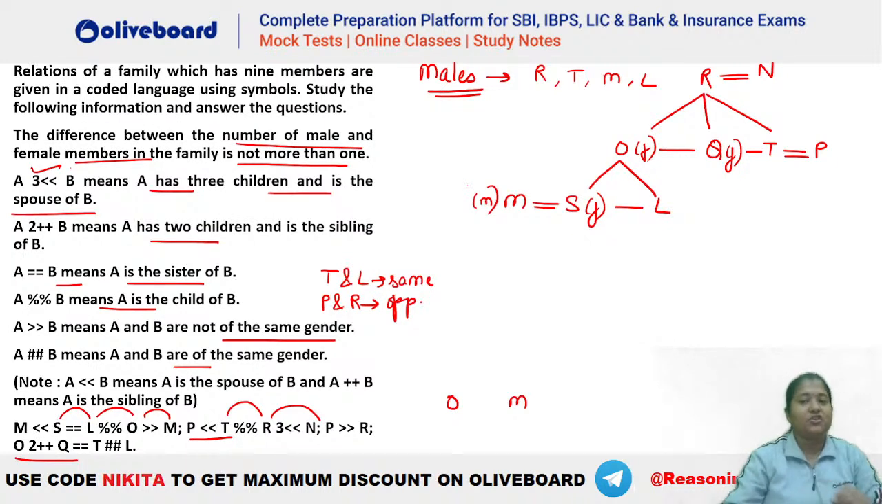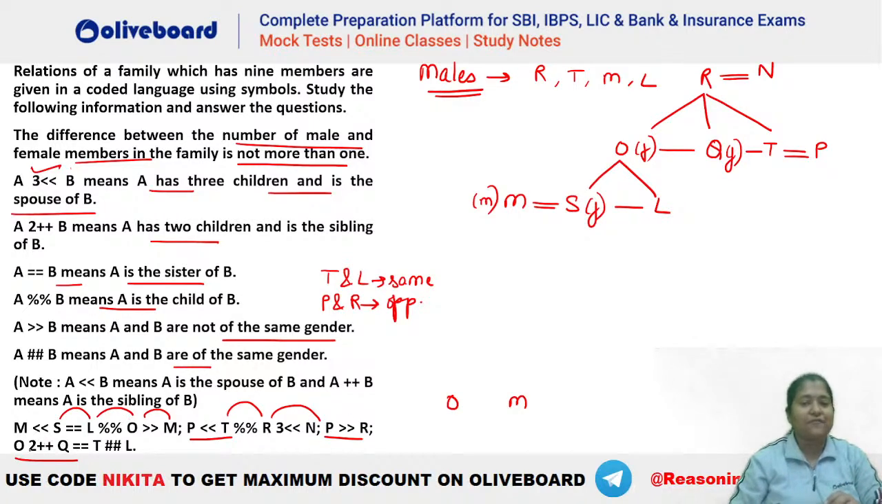Okay. So you can see this is the type of structure that we are getting here. Have we drawn it, everybody? So you can see P greater R means greater means they are not of same gender. So P and R should be of opposite gender. Okay. So whatever is the gender of P, that should be opposite to R here.